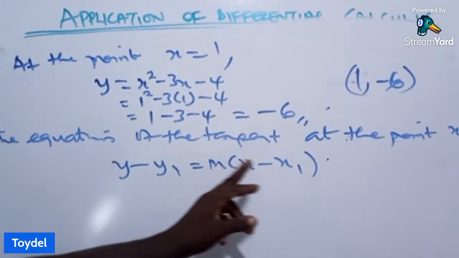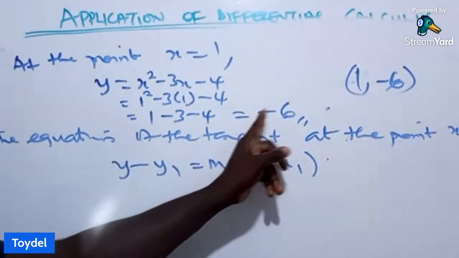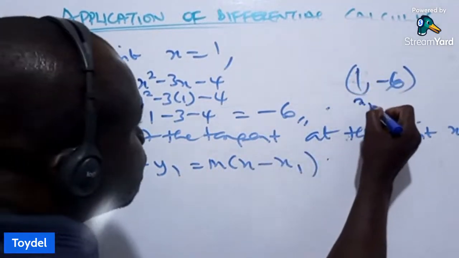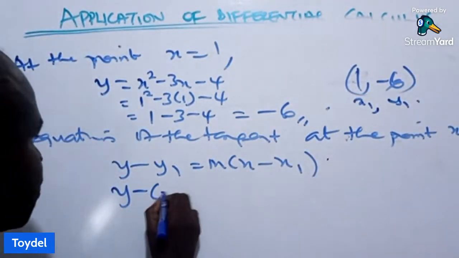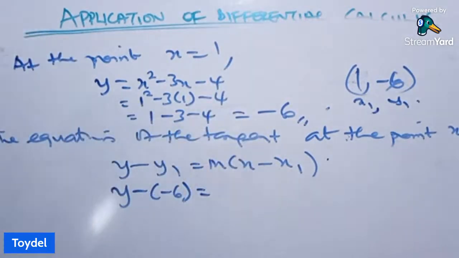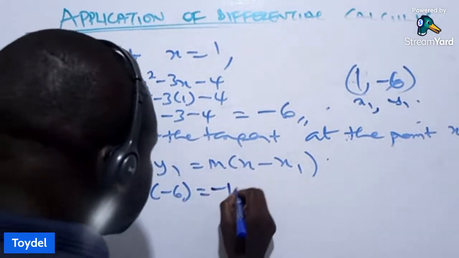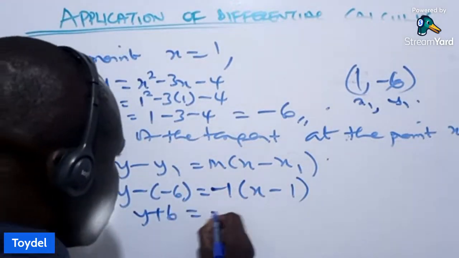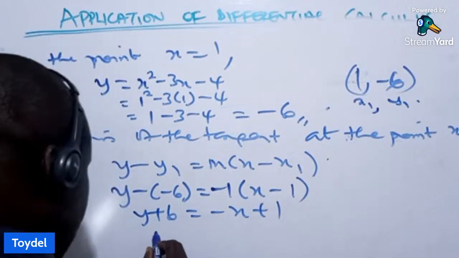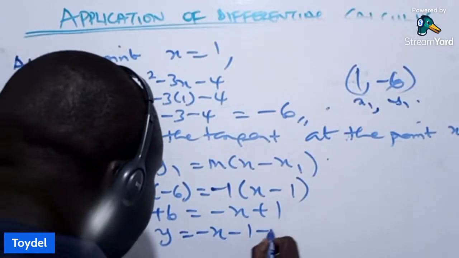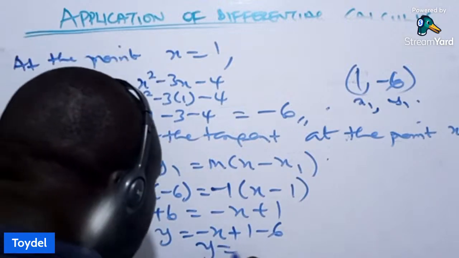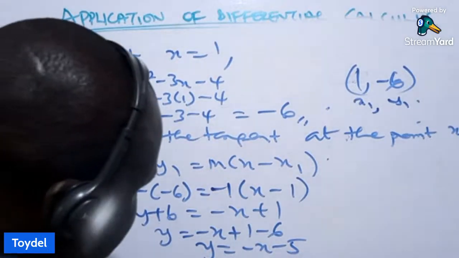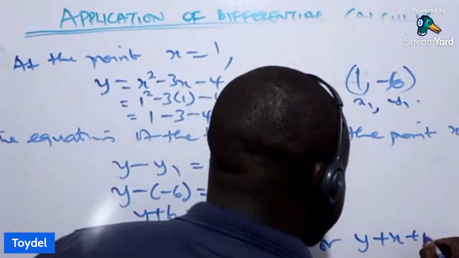So the equation of the tangent at that point, now we've gotten the value of y, so we know the coordinate at that point is given as this. Then we substitute: this will be x1 and this will be y1. We substitute, this will be y plus 6 equal to the gradient minus 1 into bracket x minus 1. At the end of the day, we have y plus 6 equal to minus x plus 1. Then y will be equal to minus x plus 1 minus 6. Then we have y equal to minus x minus 5. That's what we are going to get. Or you can say y plus x plus 5 equal to 0.